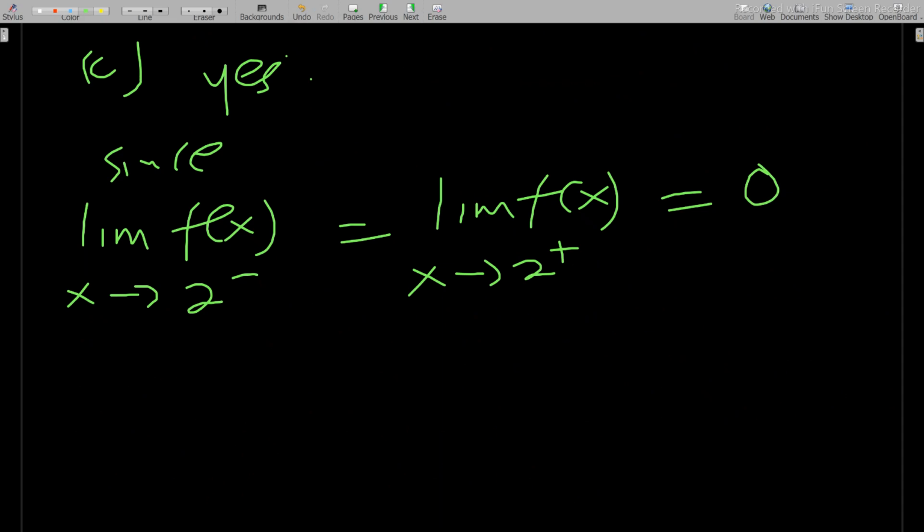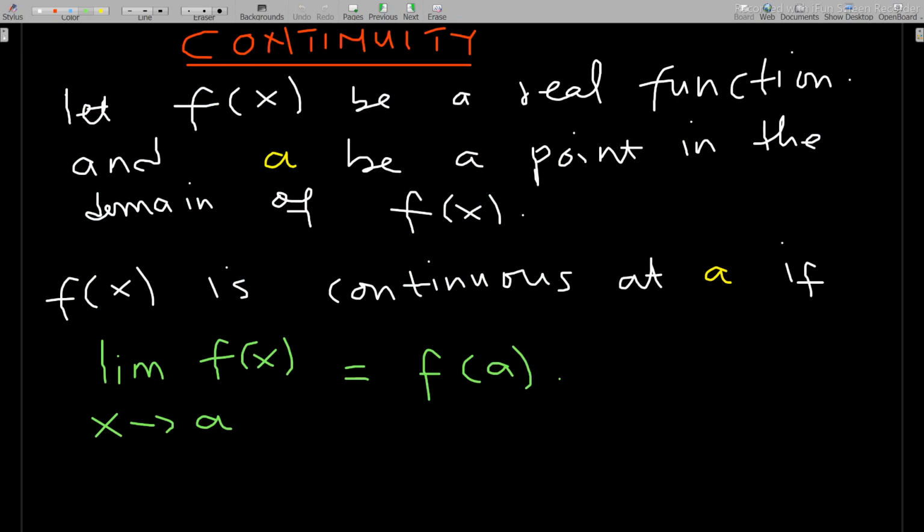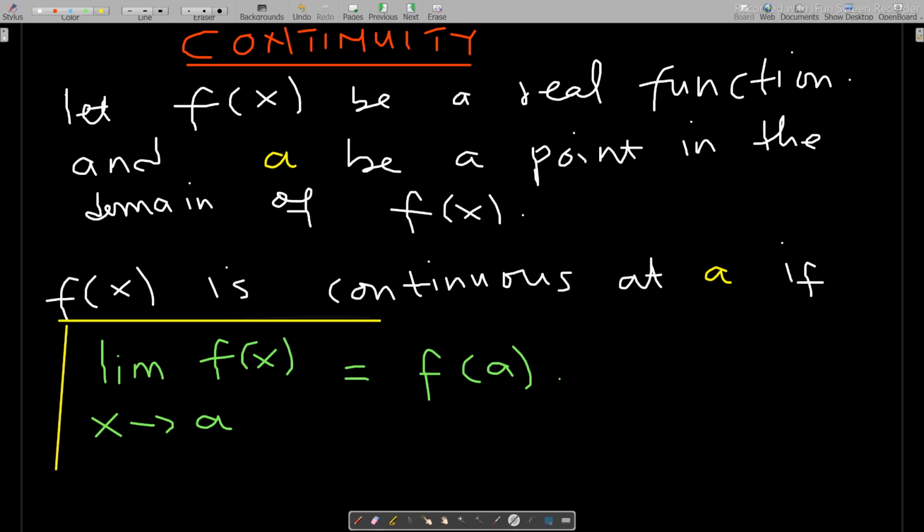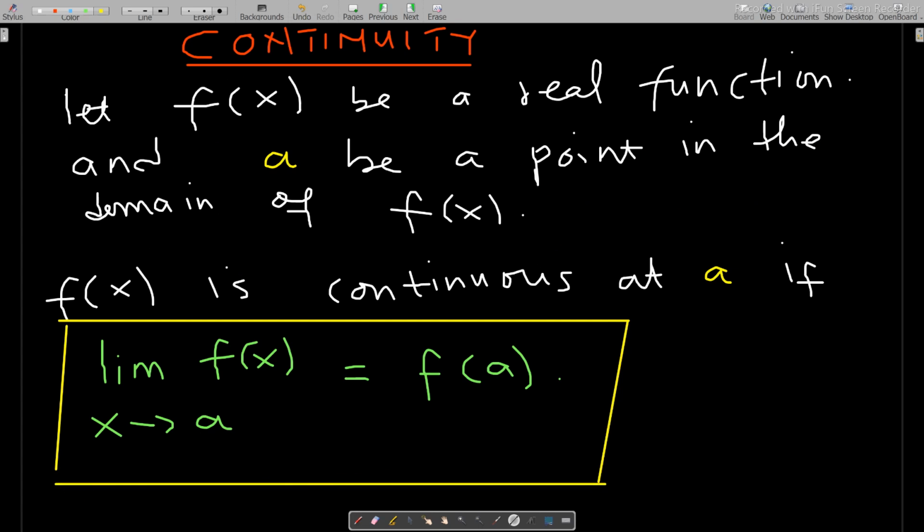Okay, so let's move ahead and go to what we call continuity. Let f of x be a real function and a be a point in the domain of f of x. Then f of x is continuous at a if the limit of f of x as x approaches that point is equal to f of a. That means the function evaluated at the point is the same as the limit as x approaches the same point. Then we say that the function is continuous at that point. Anything apart from this is discontinuity. So if this condition is not satisfied, then we have discontinuity.